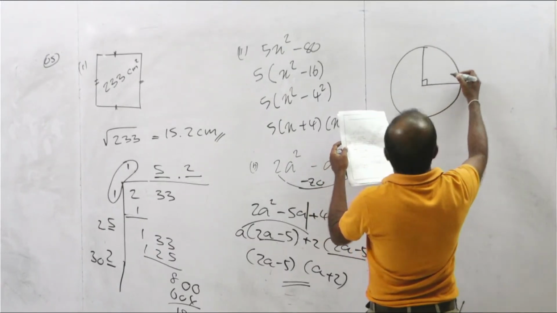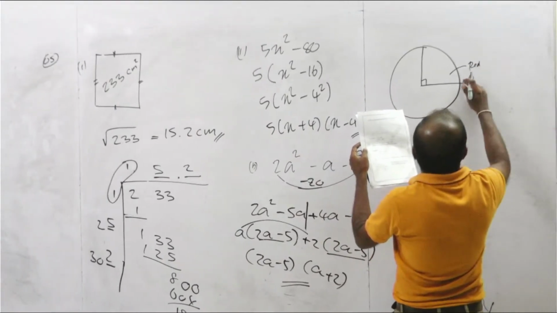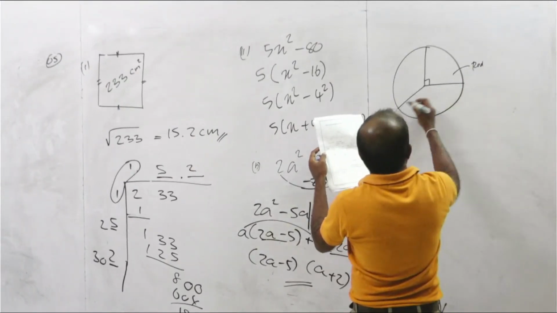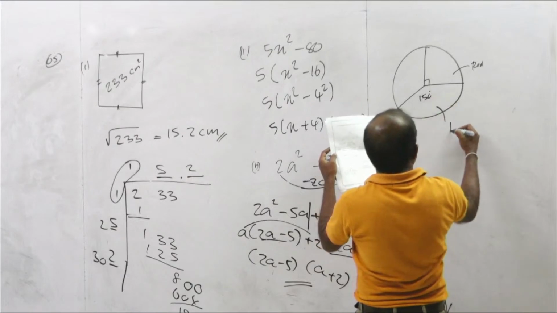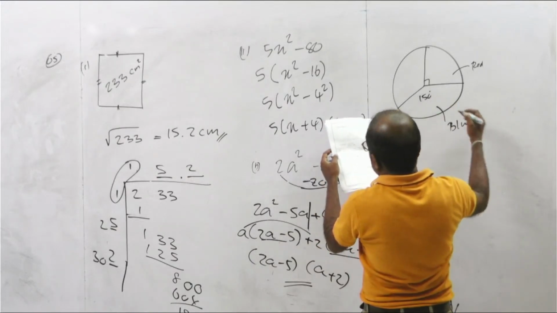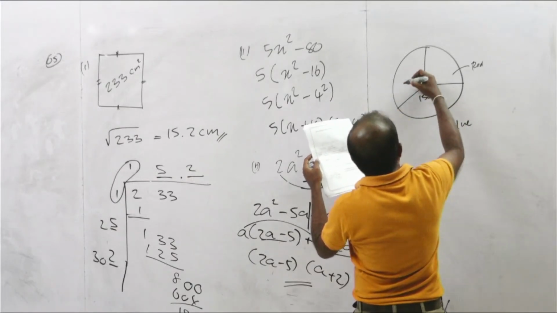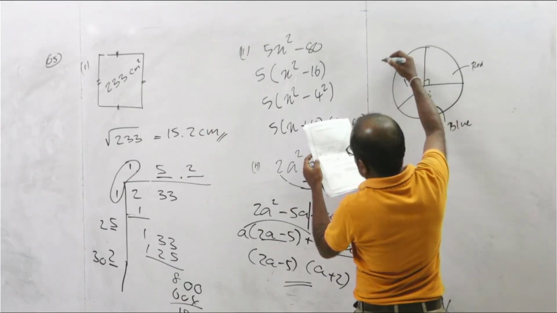Right angle, red. 150 degrees, blue. Then 120 degrees, green.